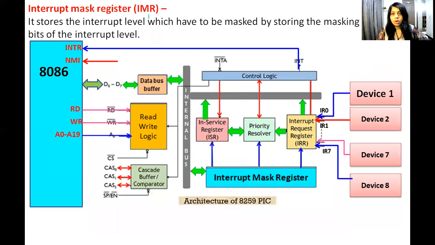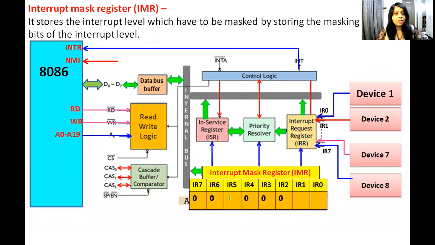Now the next block is the interrupt mask register. So here you can see this is the interrupt mask register. The interrupt mask register is simply an 8-bit register, as the name suggests. Every bit is responsible for one input pin. That means this bit position represents IR0, this bit position represents IR1, a request on this pin, and so on.